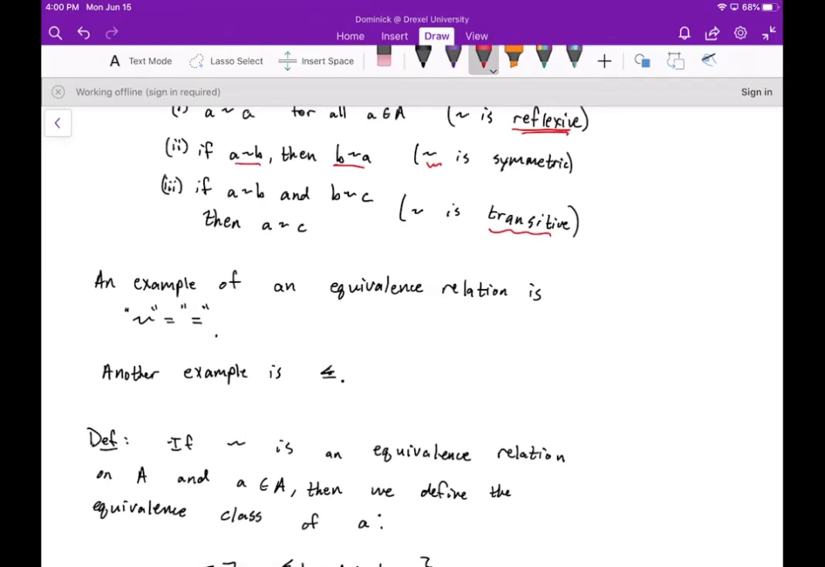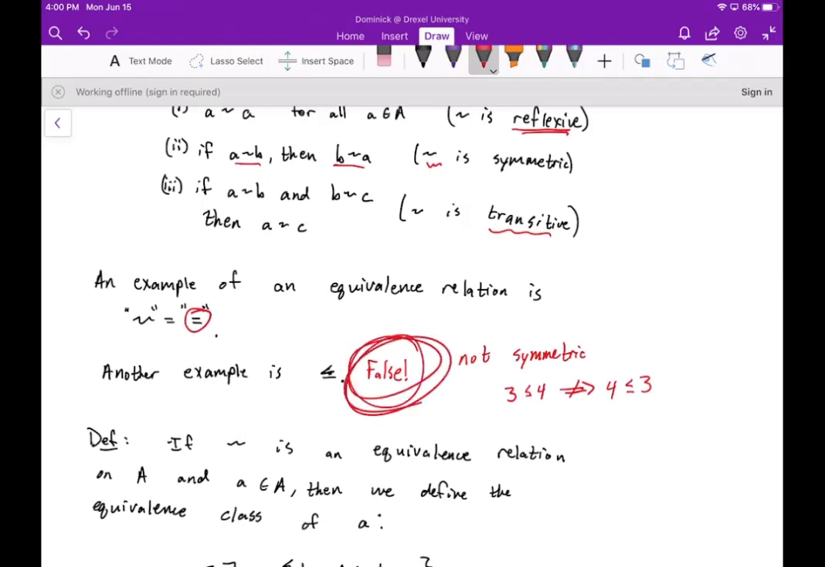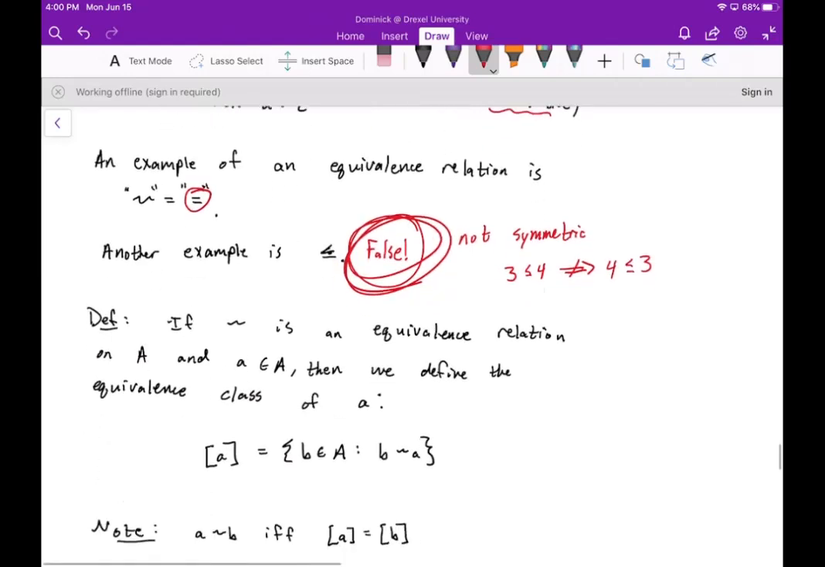Now, an example of an equivalence relation is just the simple equals. I tried to write that out, but it didn't really come out clear. Now, I have in the notes that another example is less than or equal to, but this is not right. This is false. And of course, the reason why is that this is not symmetric. Because, for example, if 3 is less than or equal to 4, it does not imply that 4 is less than or equal to 3. So this is not true. Make sure that you see that.